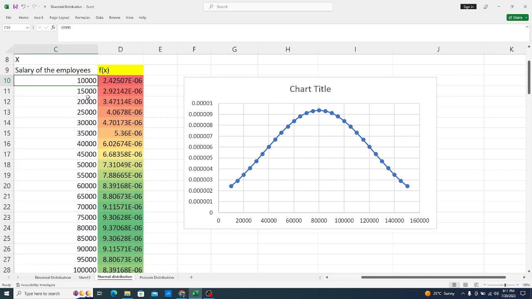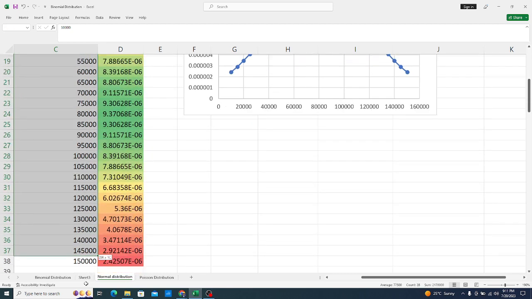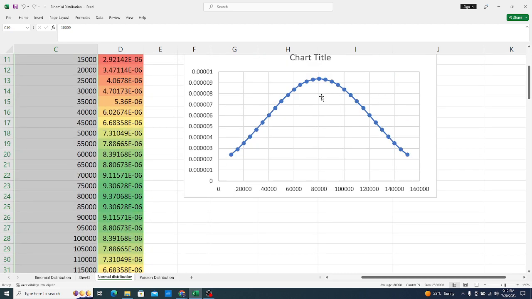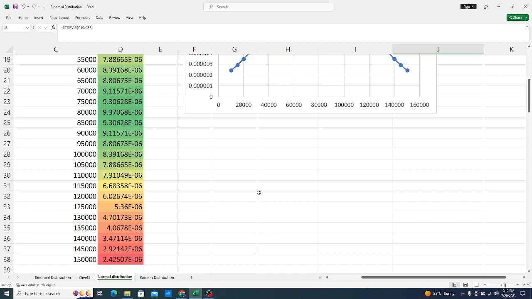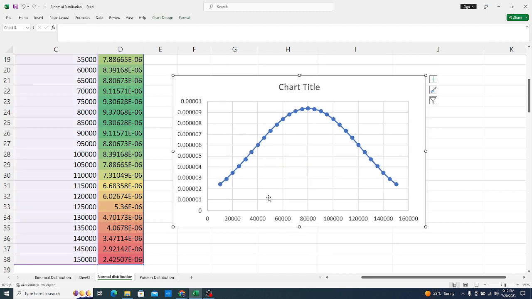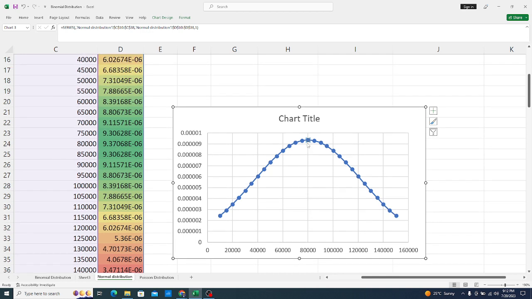All the salaries of the 30 employees are normally distributed with a mean salary of 80,000 and a standard deviation of 42,000 US dollars. And then you can see the probability is high at the point where we have the average or the mean salary. Okay, yes, good. This is the mean salary.